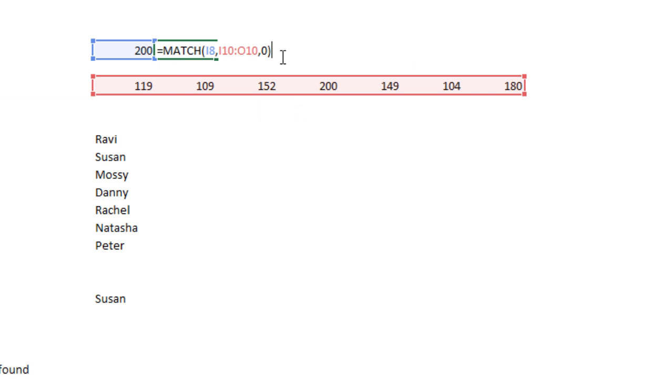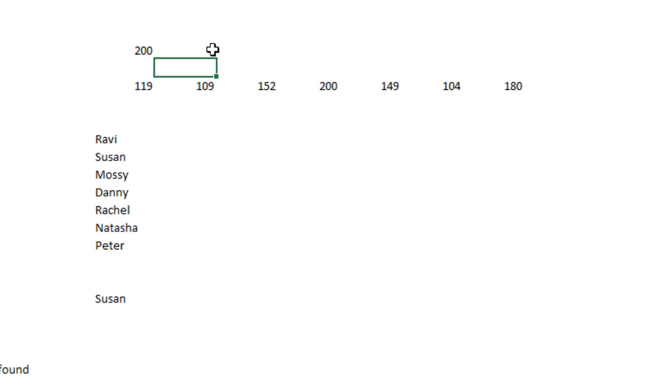So three inputs in match: what are you trying to match? Where are you trying to match? And is your match type exact or not? And I press enter. Remember, the match function gives you the position number. So it's going to give me where 200 is kept in this entire array. It's going to start counting. So 1, 200 is not found, not found, not found, found. And it's going to give you number 4. Why? Because 200 is kept on number 4.